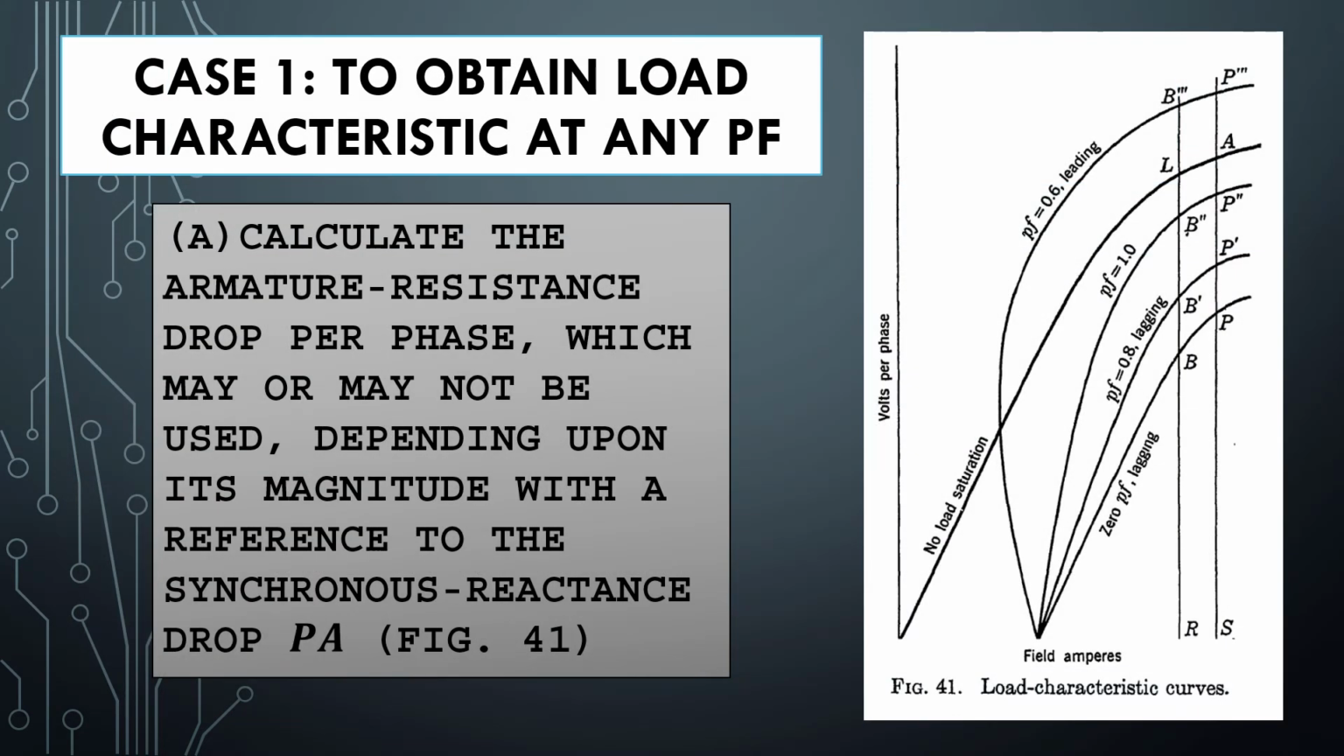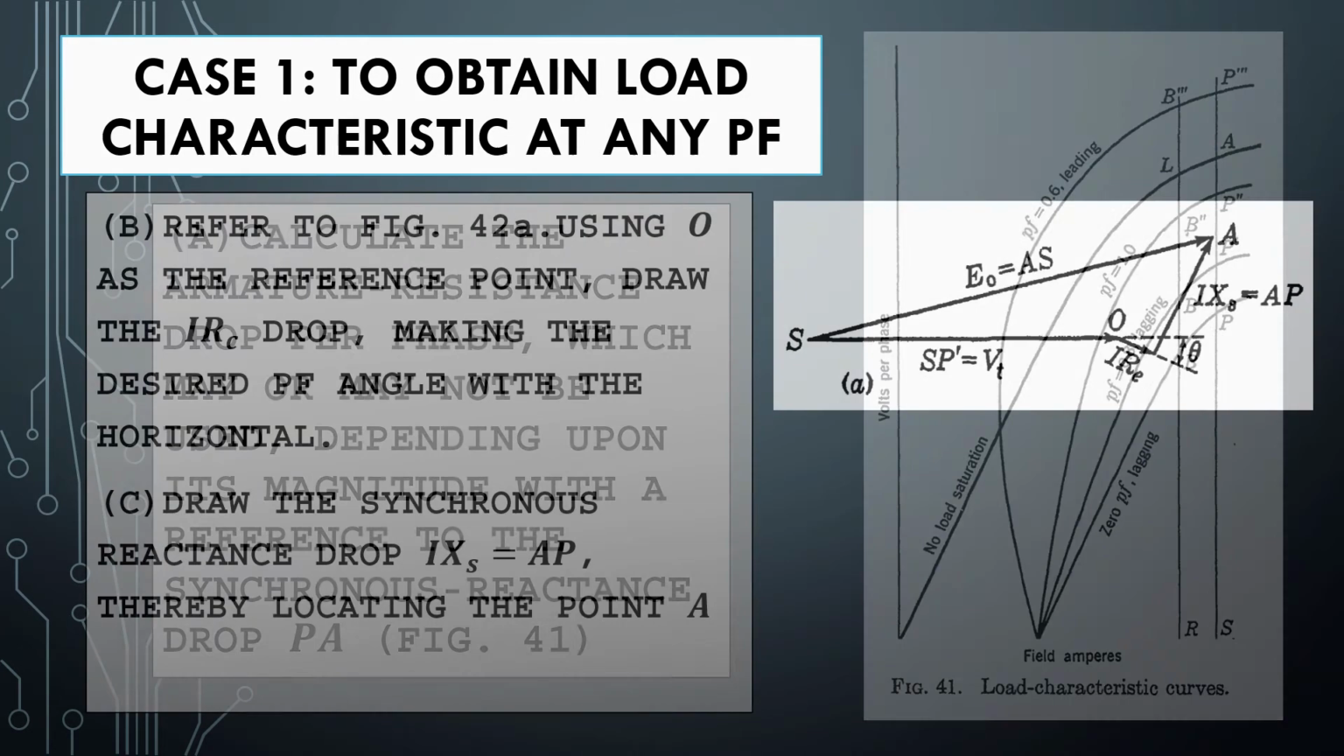For case 1, in order to obtain the load characteristic curve at any power factor, we need to consider the following steps. By looking at the diagram, the first thing we can do is to calculate the armature resistance drop per phase. It is not necessary to calculate the armature resistance drop per phase at all times. It depends upon its magnitude with reference to the synchronous reactance drop PA as shown in the diagram.